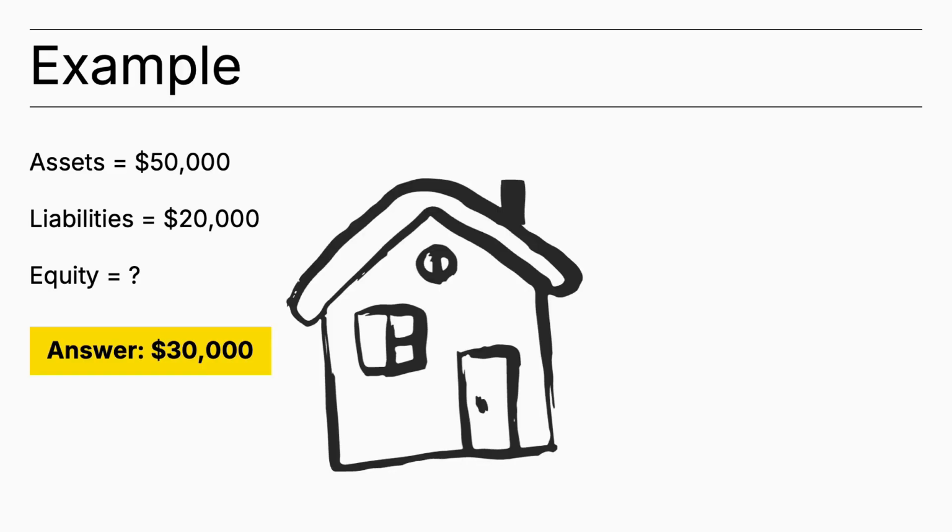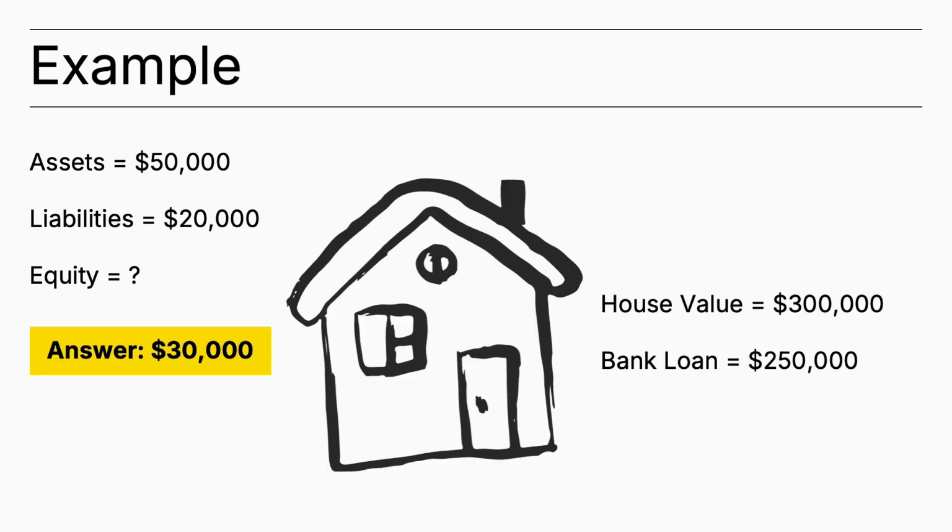Now, to make this even more intuitive, think of it like buying a house. If your house is worth 300,000, but you still owe the bank 250,000, that means you don't fully own 300,000 worth of value. What you actually own, the equity, is 50,000. So whether it's a business or a house, the idea is exactly the same.